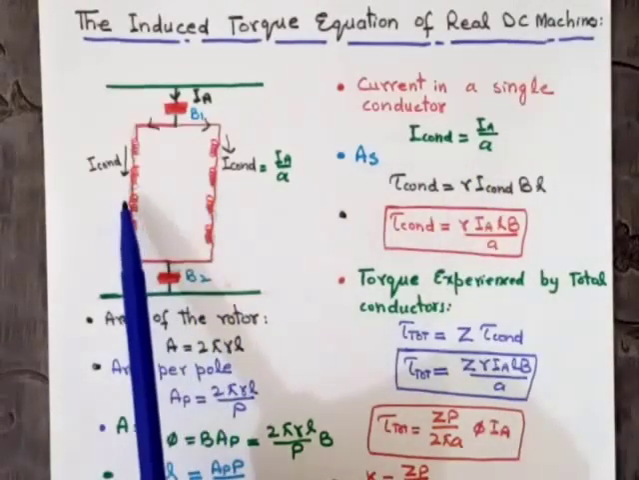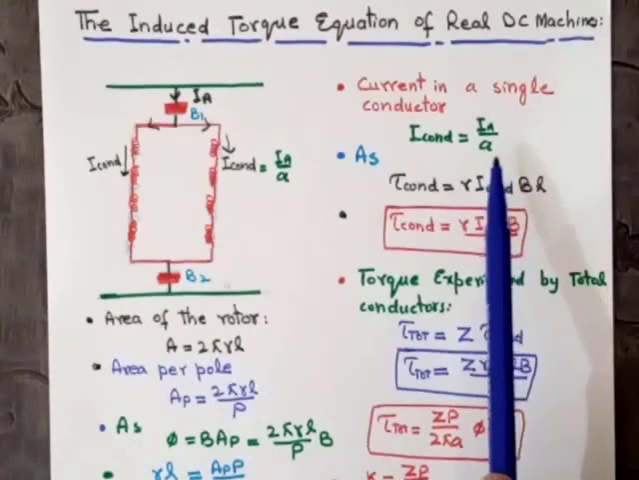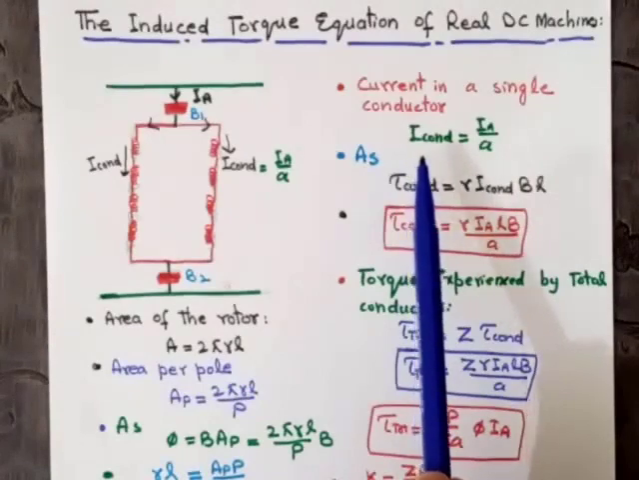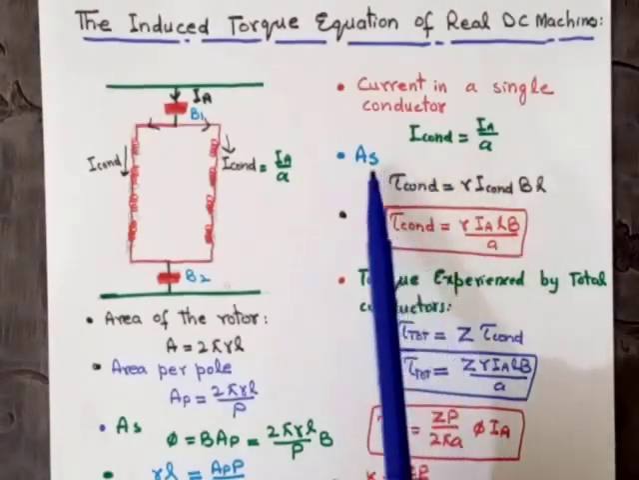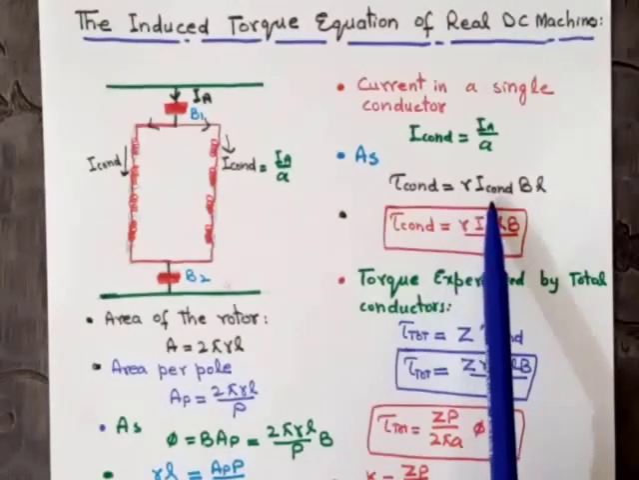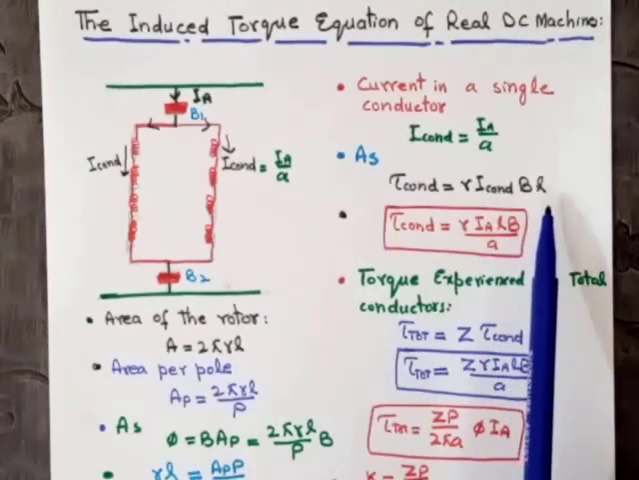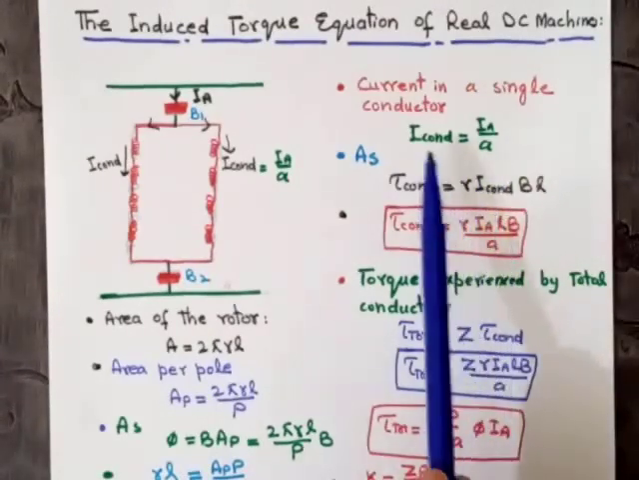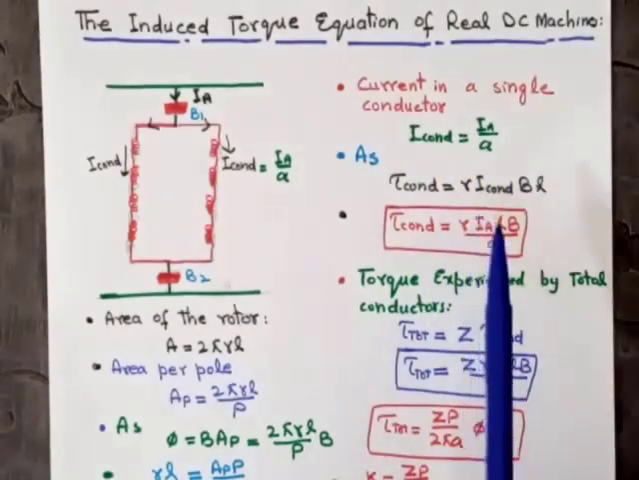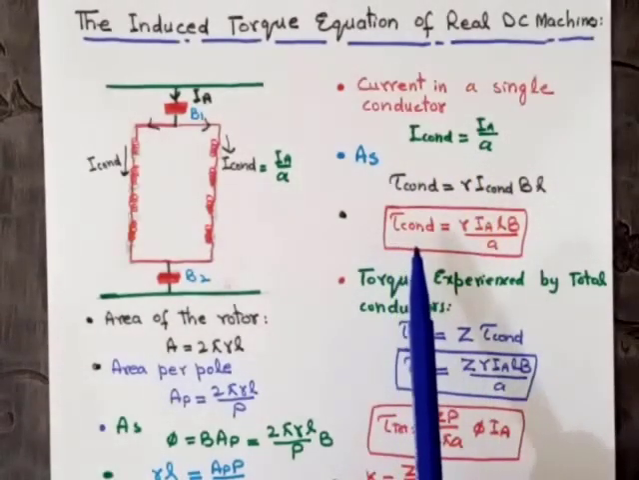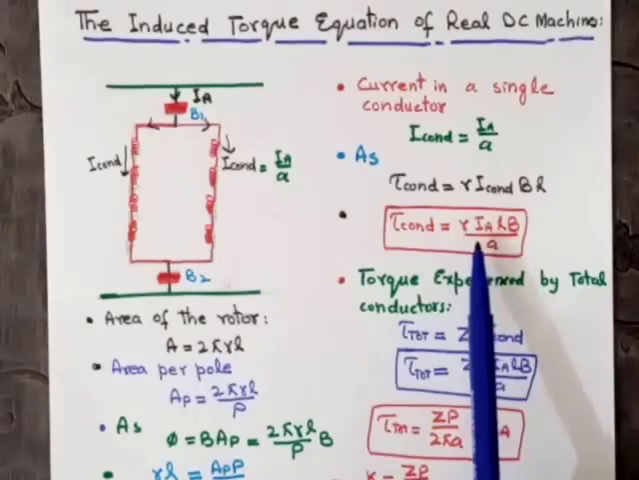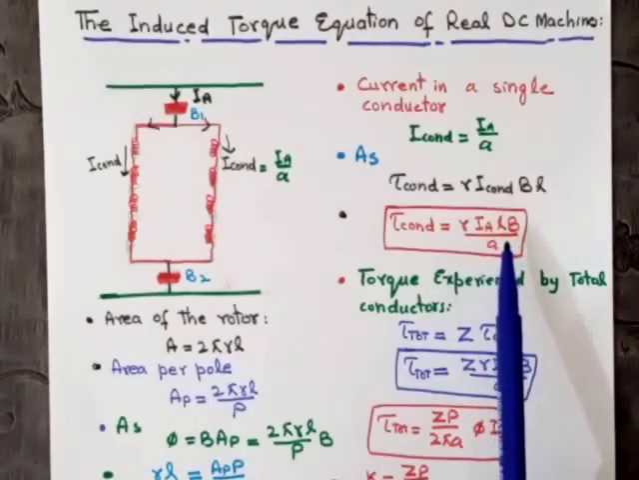If the number of parallel paths is 2, then the value of A will be 2. Putting the value of A in this equation, we get the current across the single conductor. Therefore, torque induced is equal to R I into BL. As we know, I conductor is equal to Ia over A. Putting the value of I conductor in this equation, we get tau across the single conductor equal to R Ia LB over A. Ia means armature current, and A is the number of parallel paths.